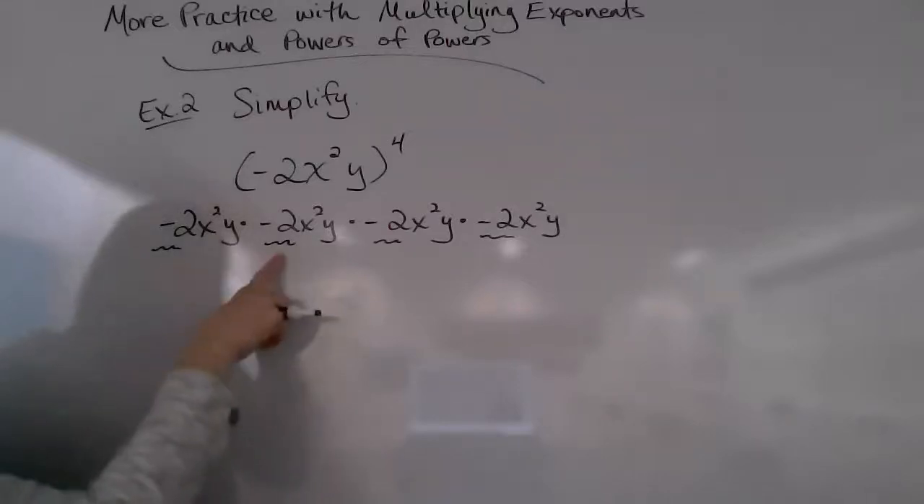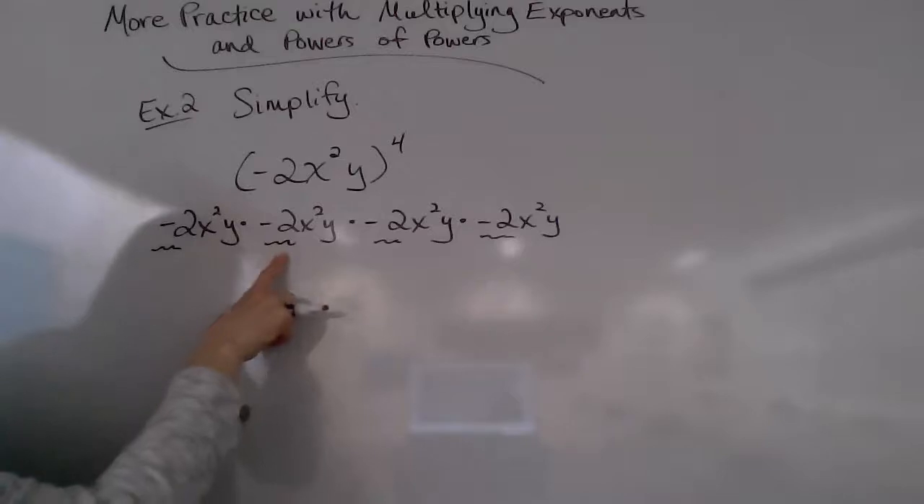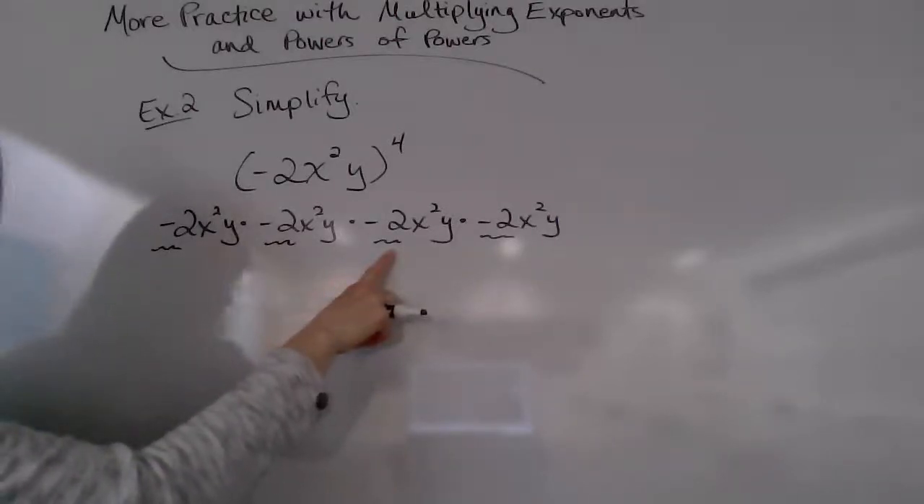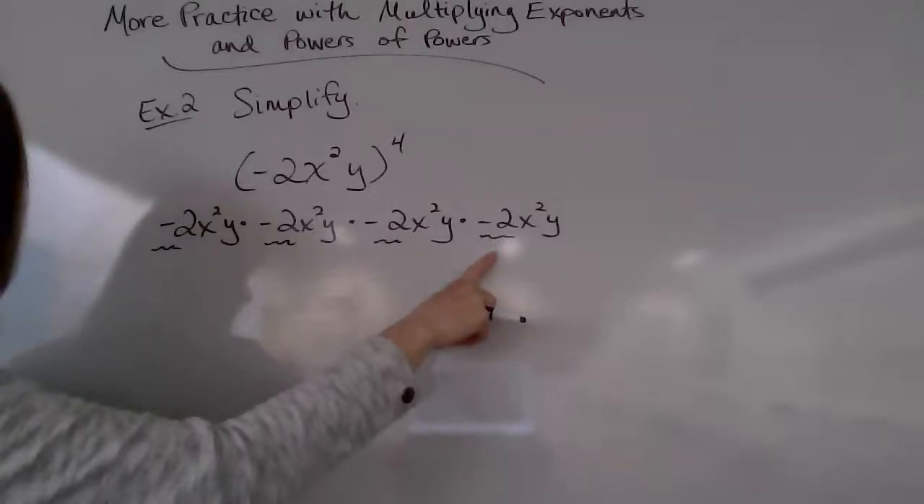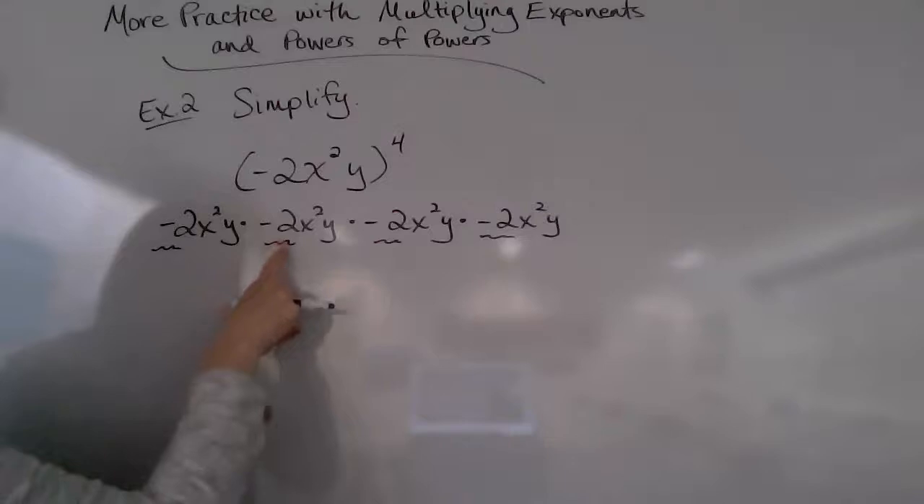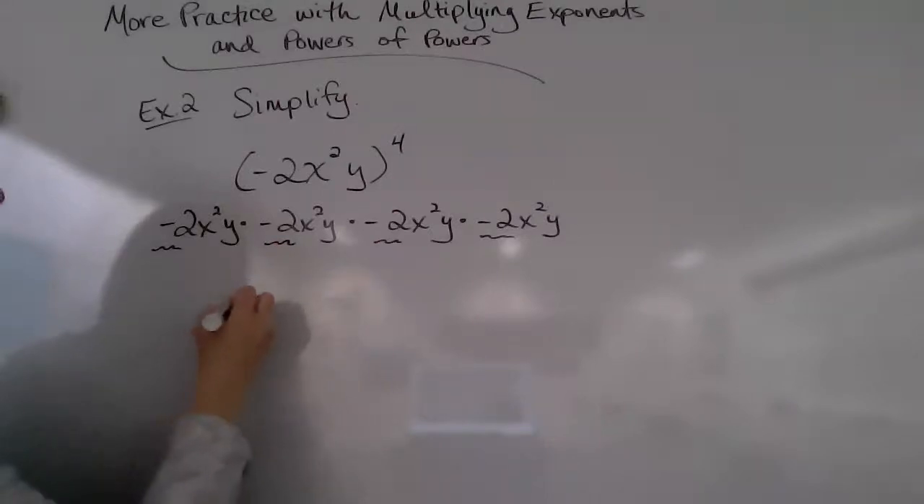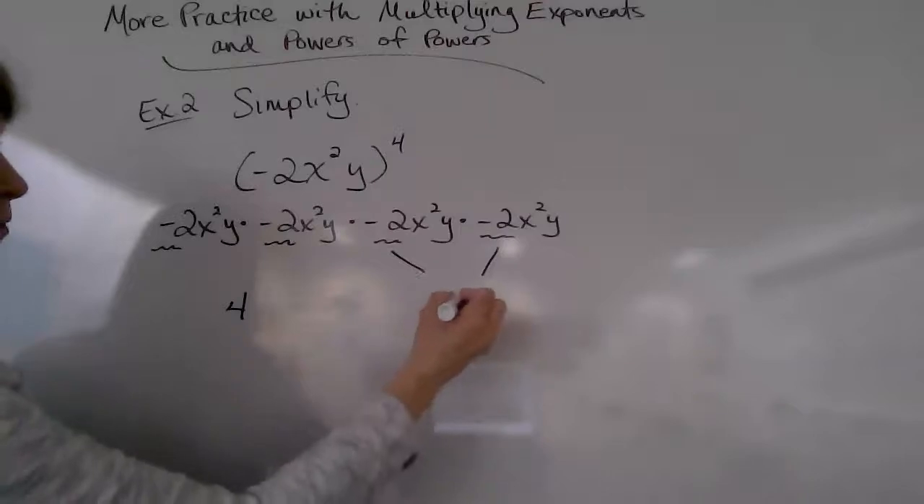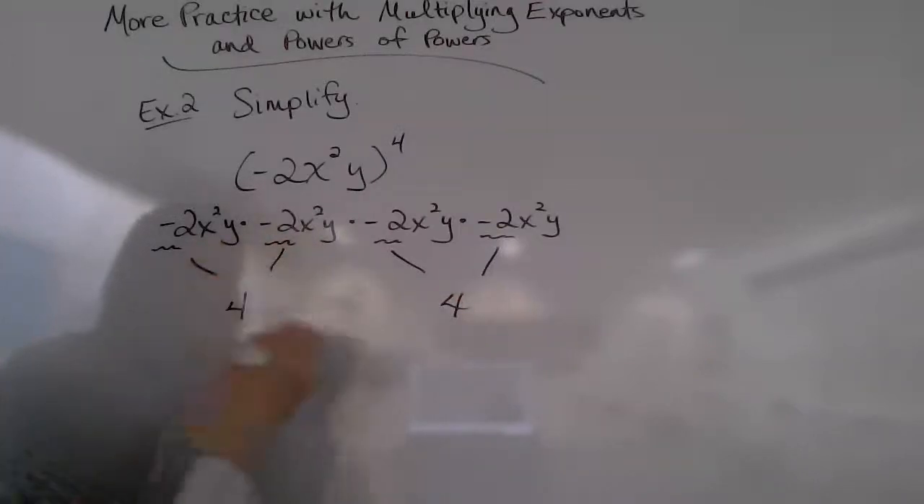Negative 2 times negative 2 is positive 4. Positive 4 times negative 2 is negative 8. Negative 8 times negative 2 is positive 16. Another way you could look at it is say these two together give you a positive 4. These two together give you a positive 4. And 4 times 4 gives us 16.